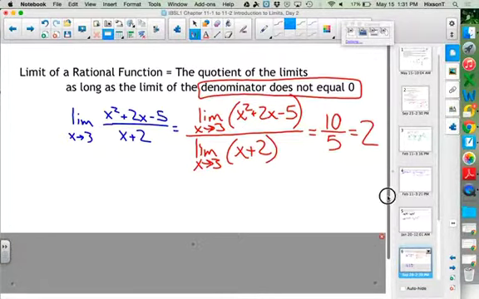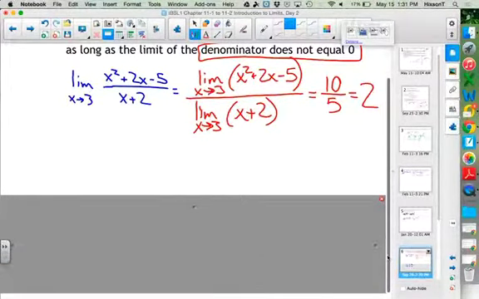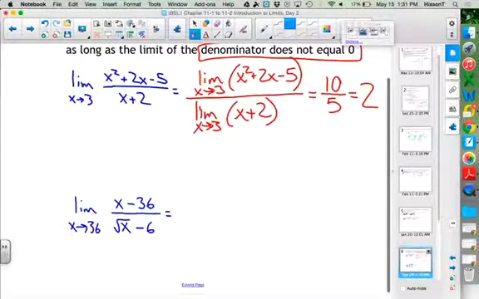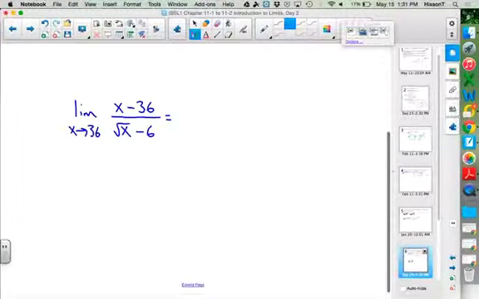Well, what I do want to do is preview one of the kind where it does end up equaling 0. I'll just show you how we can do this, but we'll spend time actually practicing it next week.